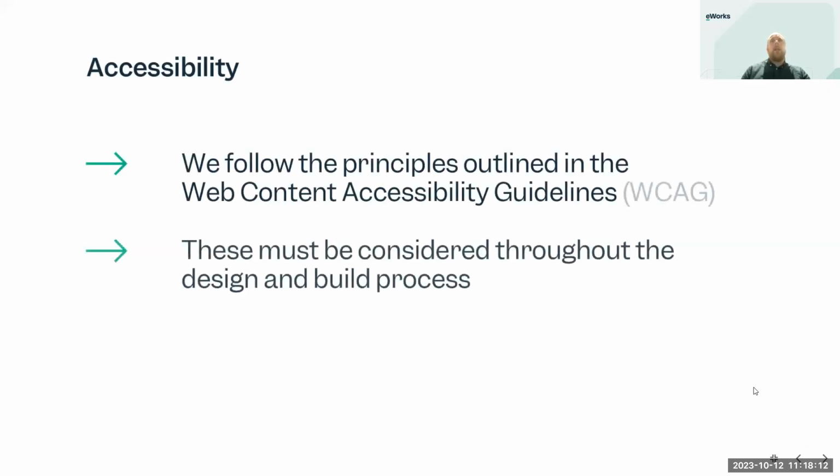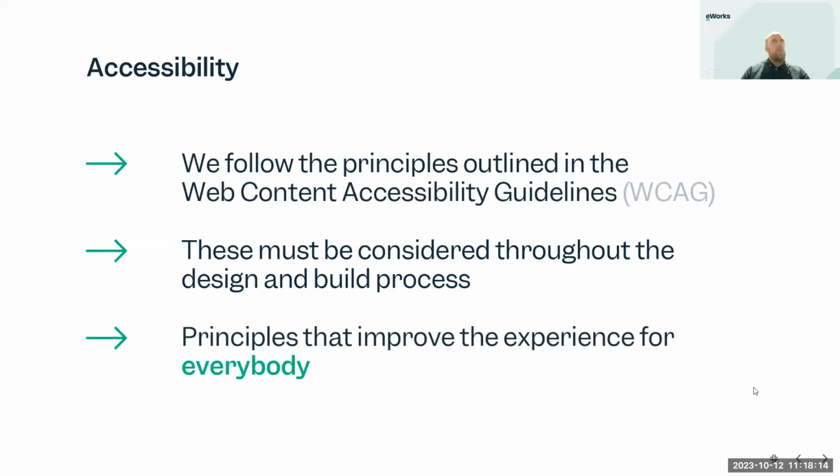The next area to talk about with quality is accessibility, which is a growing concern for everyone and probably required by many organizations that some of you might work for. At eWorks, we follow the principles outlined in the Web Content Accessibility Guidelines, which is the international standard for accessibility. It's also the standard that we try to maintain for all our builds by default. And these are principles that must be followed, or considered, sorry, throughout the design and build process.